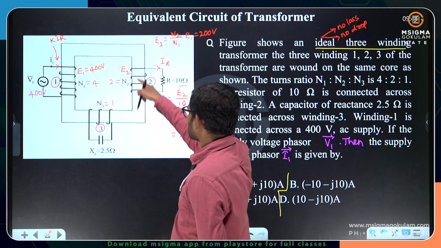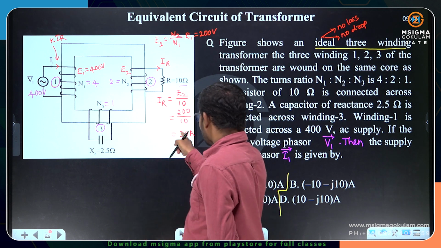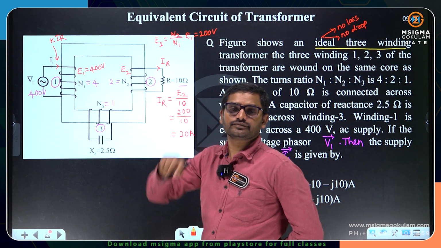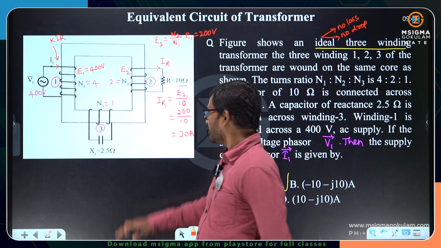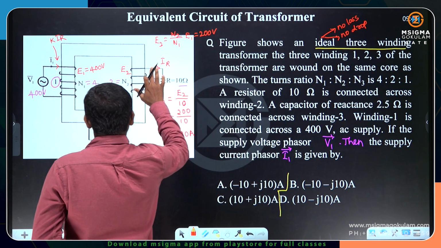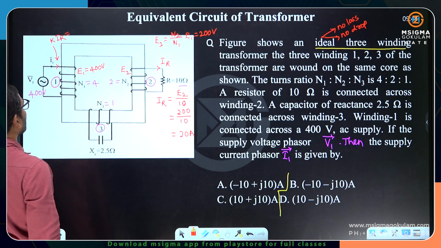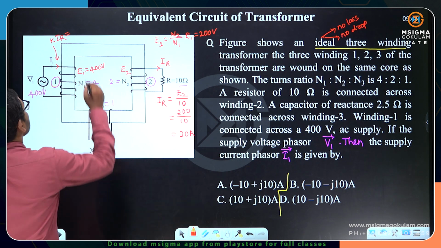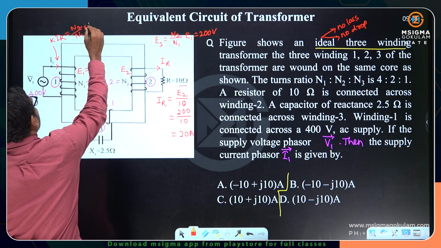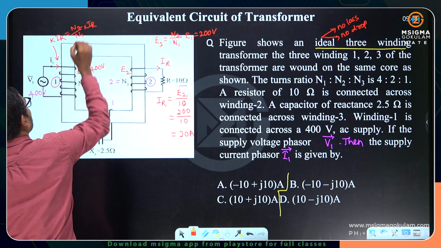The resistive load is drawing 20 amperes of current. This current will be in phase with E2. Now, if this current is circulated on the load 2, what will be the primary component of current? It is K times IR. What is K? Transformation ratio. K is N2 by N1 times IR. So if you solve this, N2 is 2 by 4 times IR.